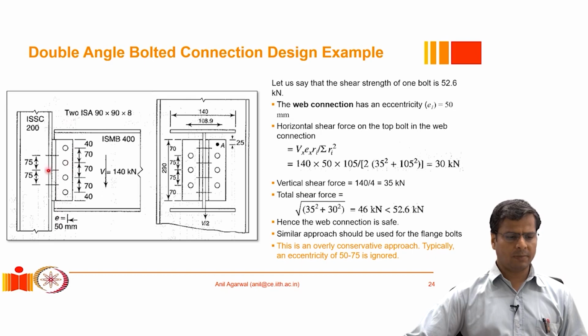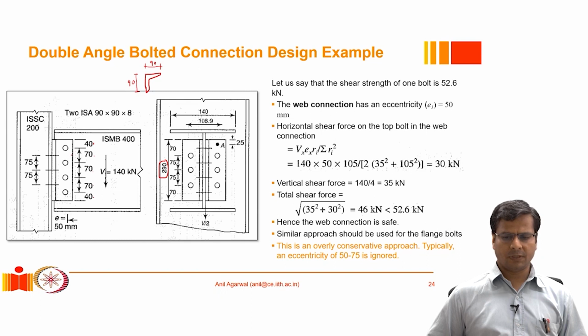In addition to this beam and column, we have used two ISA angles of 90, 90 and 8. So basically these angles have these dimensions. Each leg of this angle is 90 millimeter and the thickness is 8 millimeter. The angle length is shown here, which is 70 plus 70 plus 70 plus 40 plus 40. So this is the total length of the angle, which is equal to 290 millimeters.